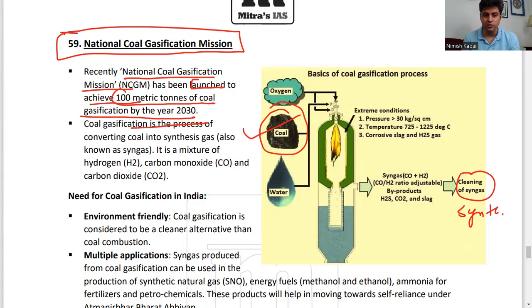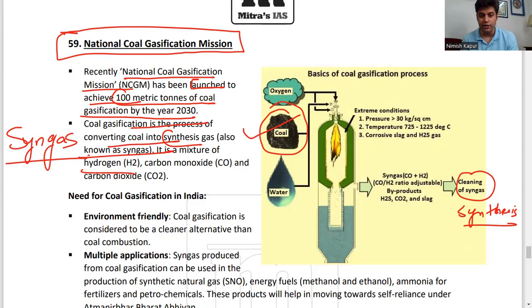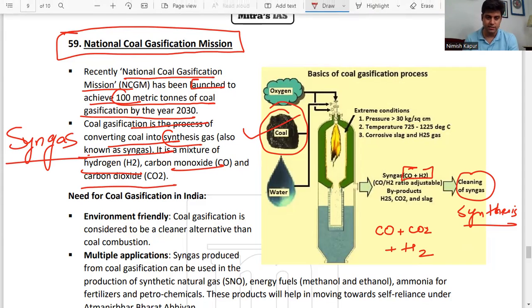So coal gasification is the process of converting coal into synthetic gas, also known as syngas. It is popularly known as syngas. Syngas is a mixture of carbon monoxide, carbon dioxide, and hydrogen, CO plus H2, right? So this is what syngas is.